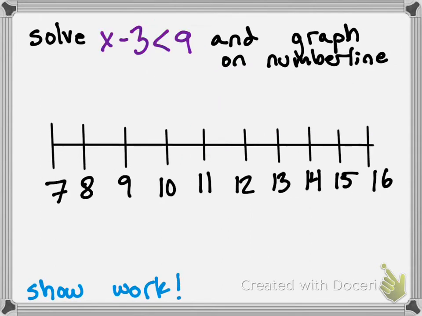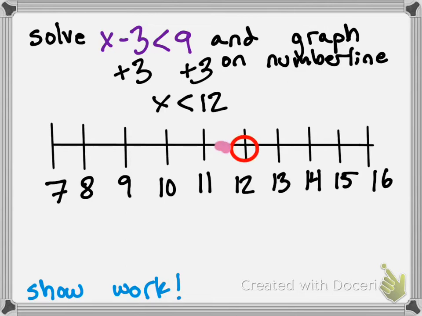For this one, because I don't want to spend too much time on it, what we do is we add 3 to each side. We get x is less than 12. Is this an open dot or a closed dot? Show me. Open fingers for open dot, closed fingers for closed dot. Open fingers, yes, because it is an open dot on 12. And since it's less than, we go that way. It is always an open dot if it is just a less than or a greater than. It is a closed dot if it is a less than or equal to or greater than or equal to.